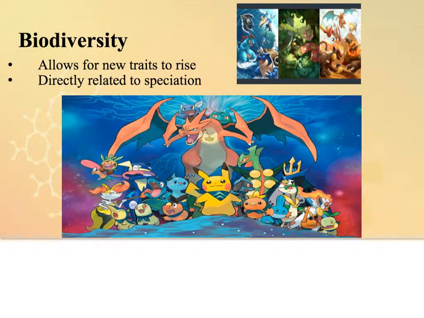Biodiversity allows for new traits to arise, and it is directly related to speciation. If there is no speciation, there is no biodiversity, and biodiversity is the variety of life. It can be studied on many levels. At the highest level, you can look at all the different species on the entire Earth. On a much smaller scale, you can study biodiversity within a pond, another ecosystem, or a neighborhood park.